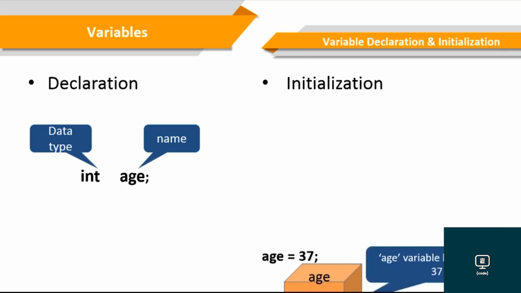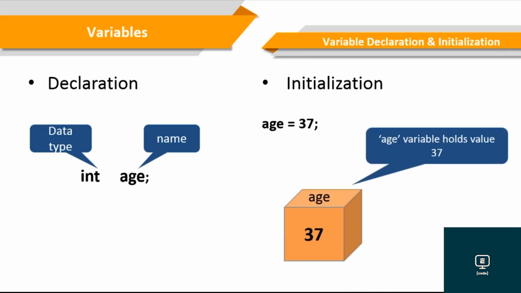So in order to initialize a variable, you must assign it a valid value according to its data type. So here we use the equal sign. It means that value in the right side will be saved into the variable on the left side. So in our example, we'll assign value 37 to a variable age. Now, in order to declare more than one variable, use a comma to separate identifiers.